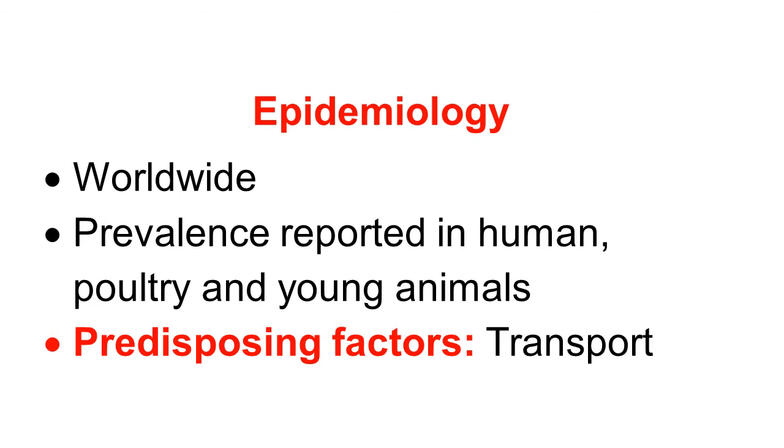Epidemiology of campylobacteriosis. Campylobacteriosis is present worldwide and more prevalent in human beings, poultry, and young animals. The most common predisposing factor is transport. So it is called transport disease, or in human beings it is traveler's disease.